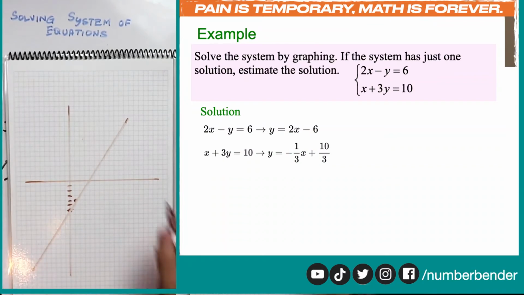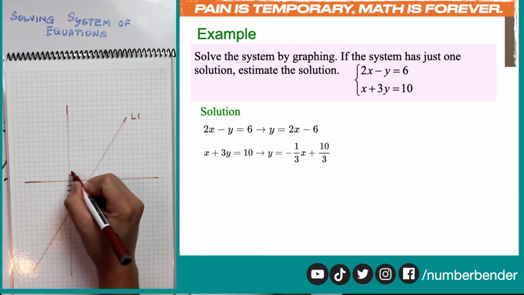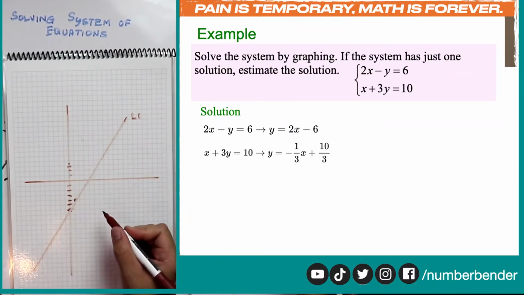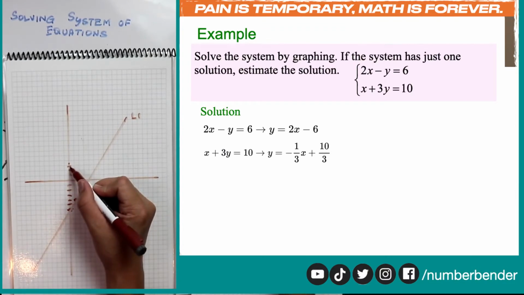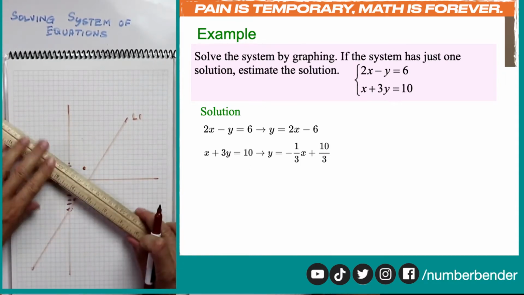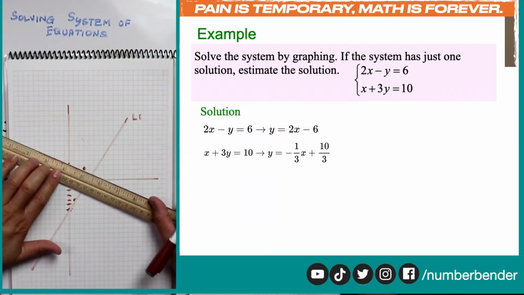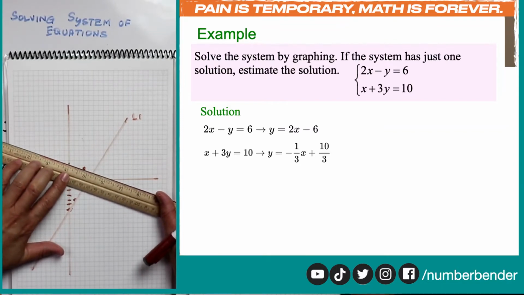So this is line 1, and line 2 has a y-intercept at 10 over 3, which is 3 point something. 1, 2, 3 point something. So let's put it up right here. And the slope is negative 1 over 3. So down 1, across 1, 2, 3. So this is our second point. And since we are just estimating by our graph and our straight edge, we are not really sure if we're going to be hitting the correct solution.